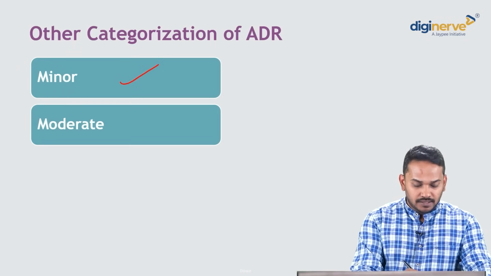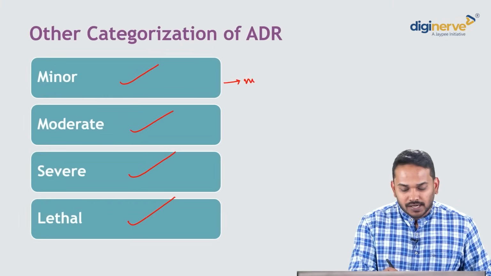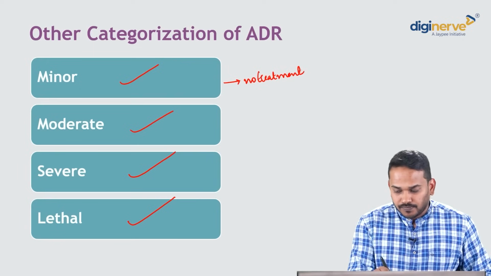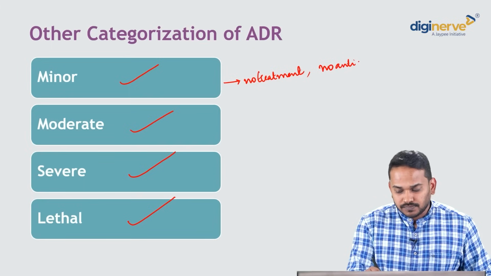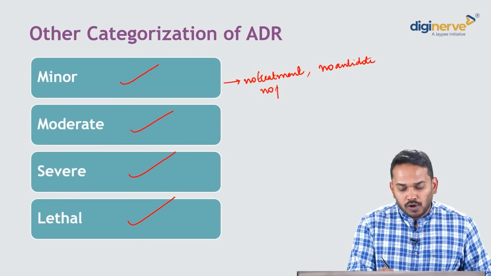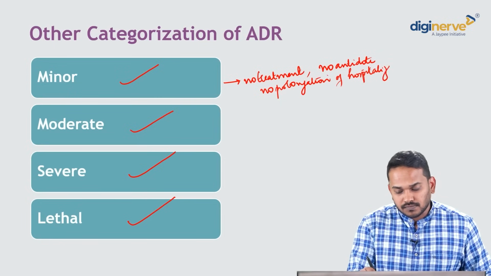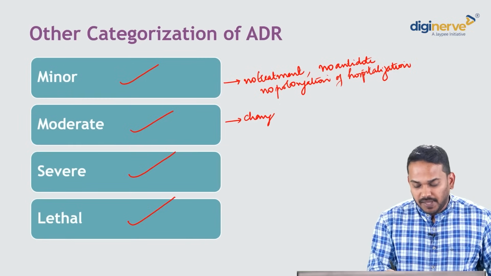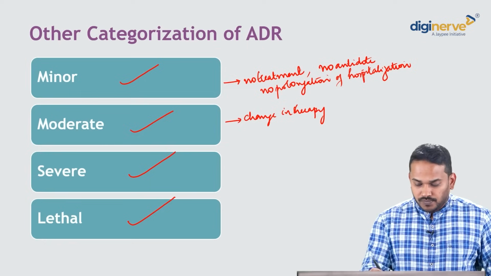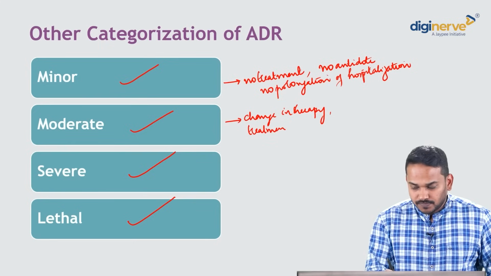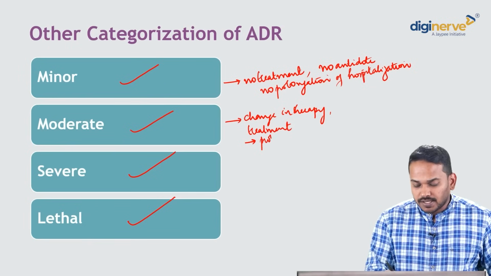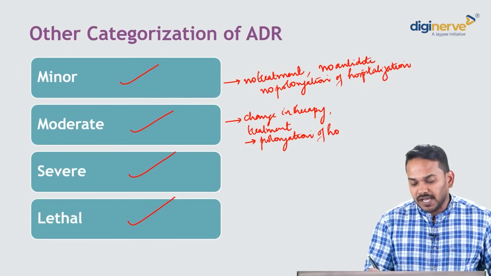And depending upon the severity of adverse drug reaction, adverse drug reactions can be classified as minor, moderate, severe and lethal. Minor adverse drug reaction means that the patient does not require any treatment, any antidote, and there was no prolongation of hospitalization. Moderate adverse drug reaction means that the person required change in therapy, he required treatment, or there was prolongation of hospitalization by at least 1 day.